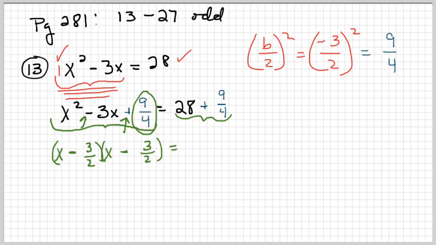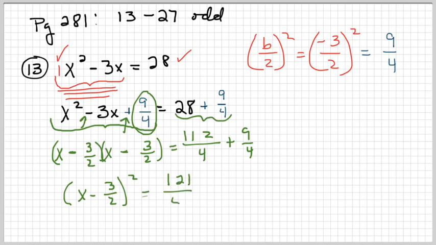The common denominator here looks like it would be 4, so I'm going to take 28 times 4. That gives me 112 over 4, I hope that's right, plus 9/4. So now those can be combined. On the left-hand side, I've got x minus 3/2 quantity squared equals 121/4. This is what we call completing the square. We've completed this up here and made it a perfect square.